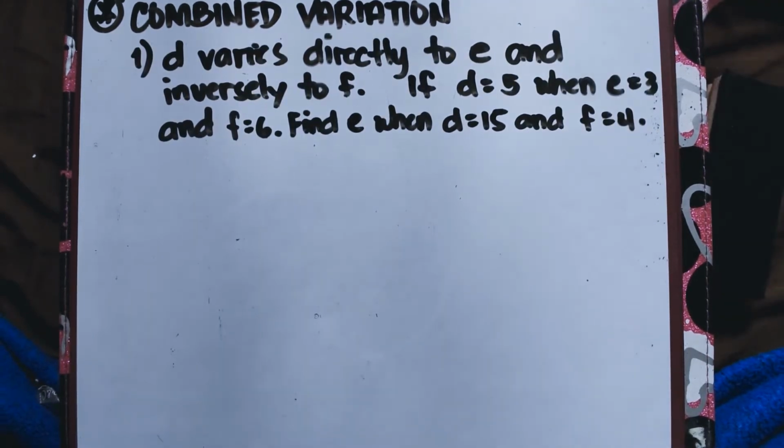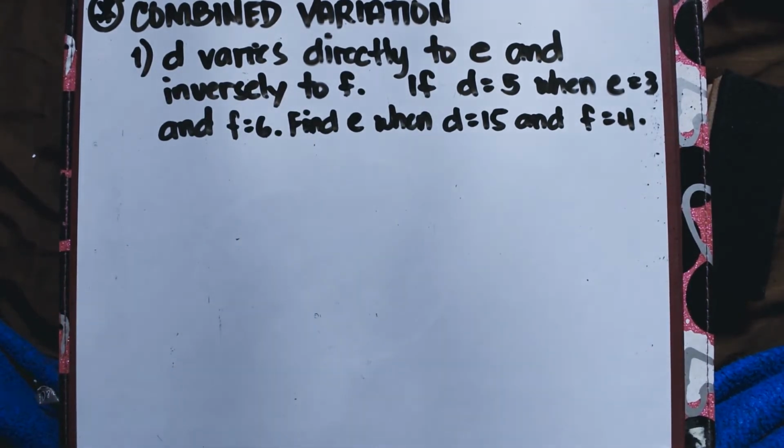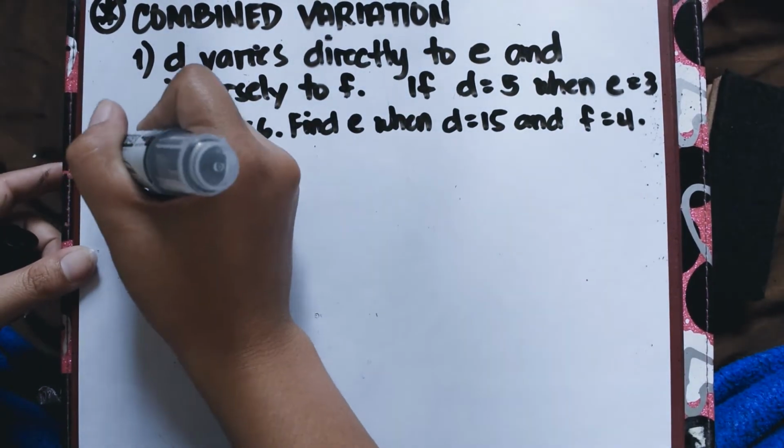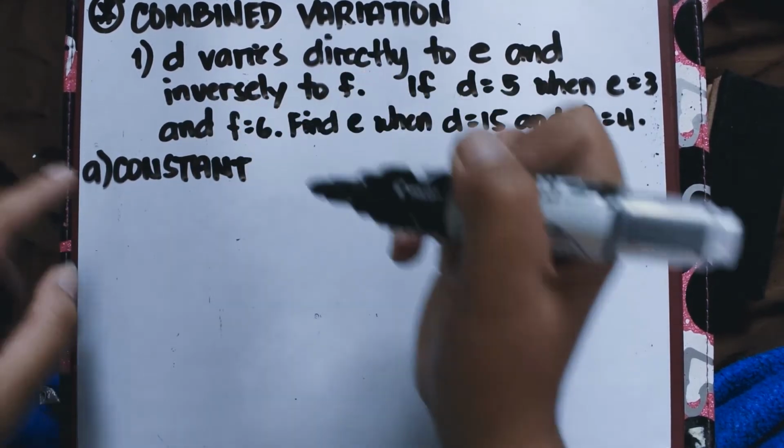Ayan, so ito na po yung ating halimbawa sa ating combined variation. So basahin ko lang, sabi dyan, D varies directly to E and inversely to F. If D is 5 when E is 3 and F is 6, find E when D is 15 and F is 4. So katulad lang din po ng step natin kanina, una natin gagawin is hanapin natin yung ating constant ng ating variation. So paano natin magagawa yan?